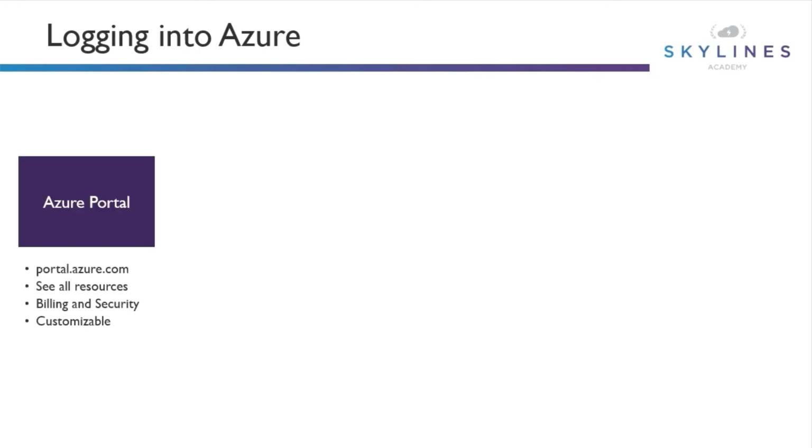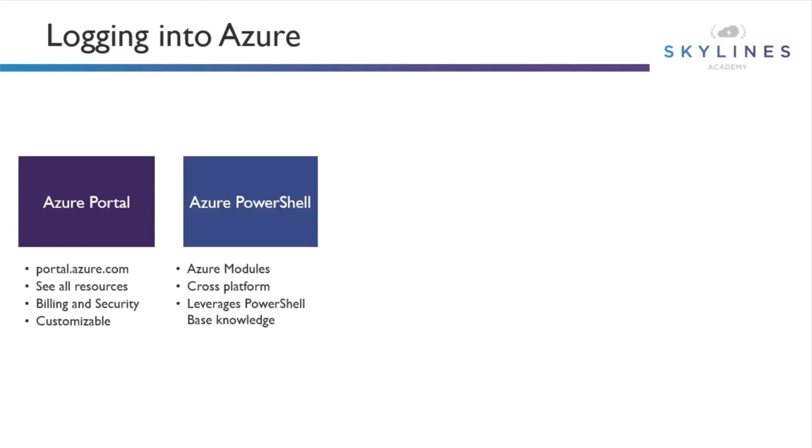The first and most common way that a lot of people use is the Azure Portal. And this you can access by going to a web browser and going to portal.azure.com. It allows you to see all the resources, gives you access to the billing and security information, and it's also customizable, giving you the ability to mark the resources you use most frequently as favorites so they're easily accessible from within the portal. Another common one is Azure PowerShell.